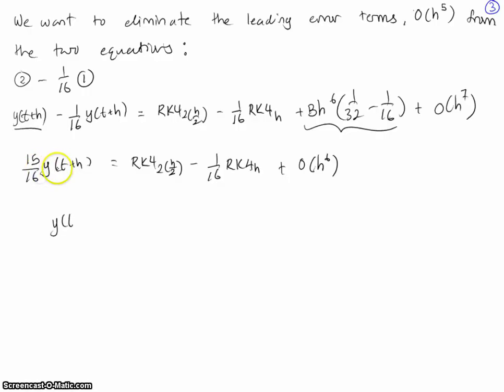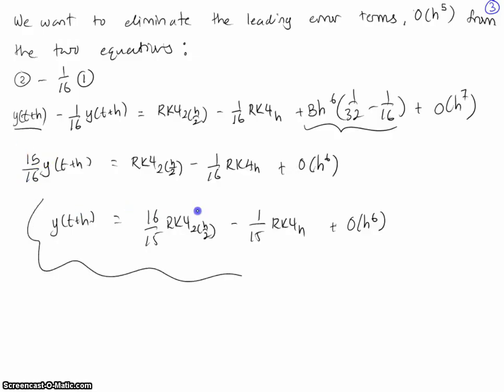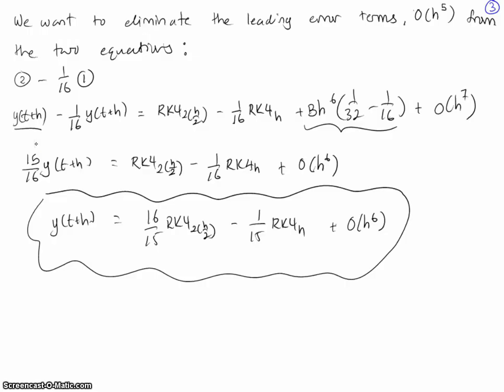Alright, and finally if you rewrite this, you get 16 over 15 of your RK4 solution obtained with step size of h over 2, minus 1 over 15 of RK4 at step size h. So this now has a leading error of h to the power 6. If you look at this, what we are doing is using Richardson's extrapolation to combine two solutions of RK4 to get a solution that is one order more accurate than your RK4 solution.